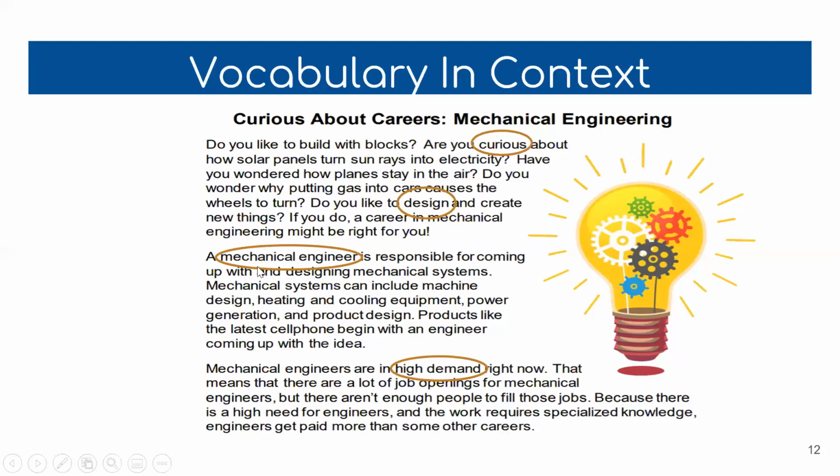For example, a mechanical engineer designs mechanical systems. A mechanical engineer works with what? Heating and cooling equipment, power generation, product design. And further, if you want products that require engineering, then you would want to contact a mechanical engineer. Last sentence, products like the latest cell phone begin with an engineer coming up with the idea. Let's move on.